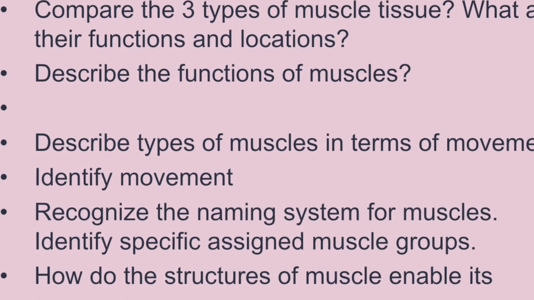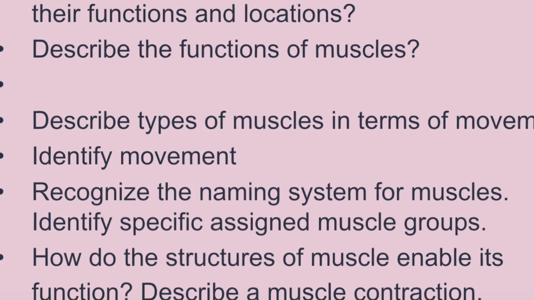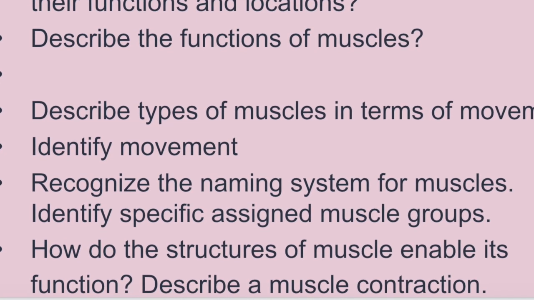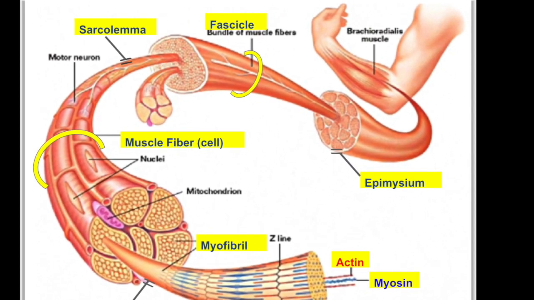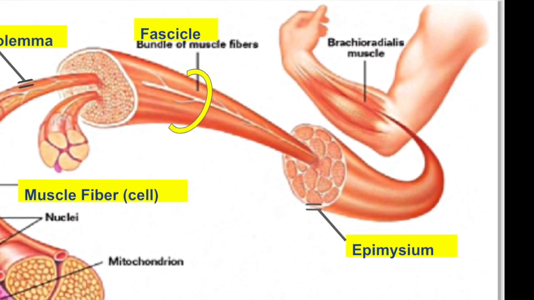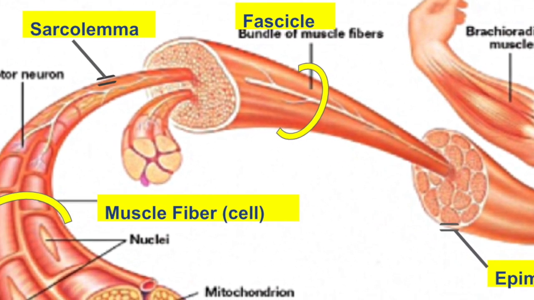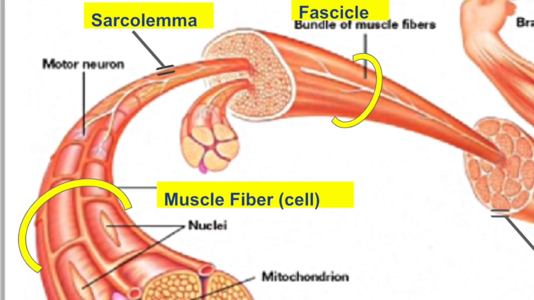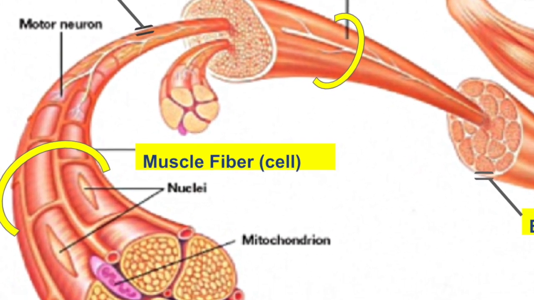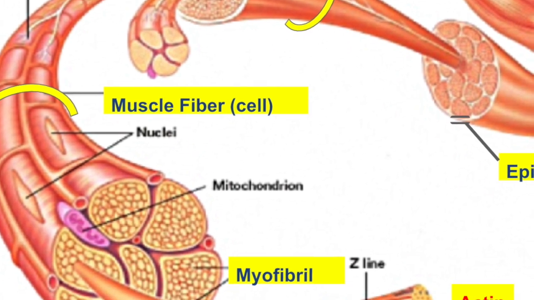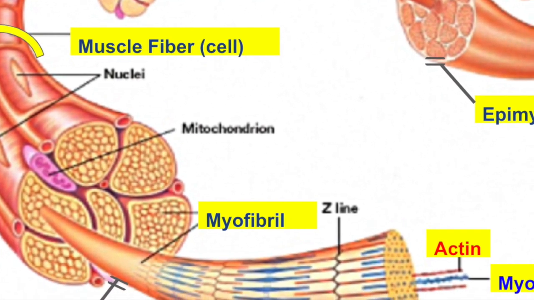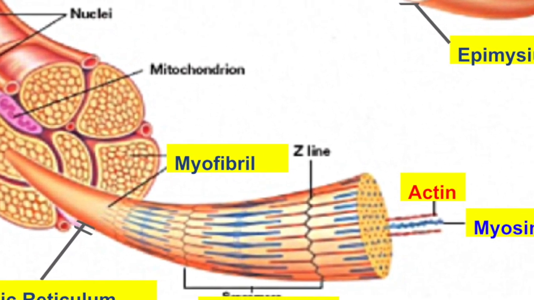First, we'll begin by reviewing the organization of a muscle. The organization begins with the muscle, such as the brachioradialis. This is made up of bundles known as fascicles, and each fascicle is made up of our muscle cells or muscle fibers. Muscle fibers are made up of these myofibrils containing filaments known as actin and myosin.